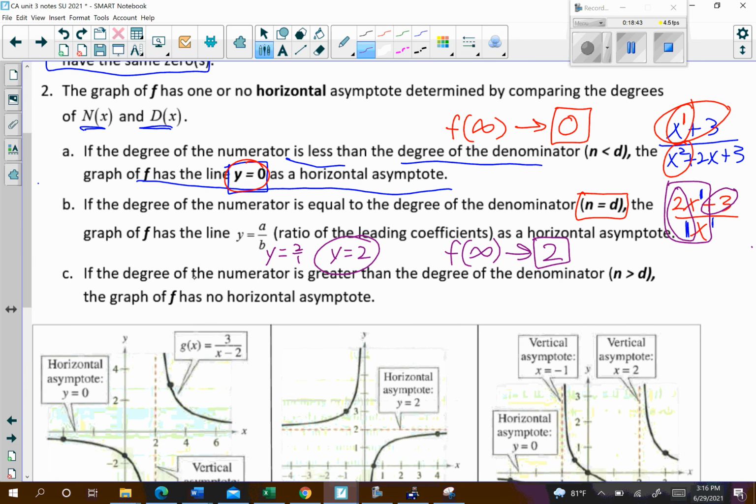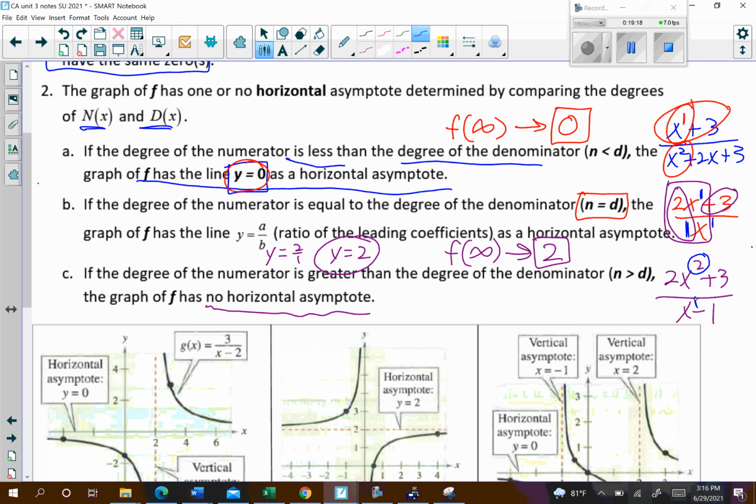If the degree of the numerator is greater than the degree of the denominator, then the graph has no horizontal asymptote. I'll give you an example, but that's something you would cover in a later class. Let's say that you had 2x squared plus 3 over x minus 1, whatever. I just made it up real quick. The power on top is larger than the power on bottom, so you do not have a horizontal asymptote.